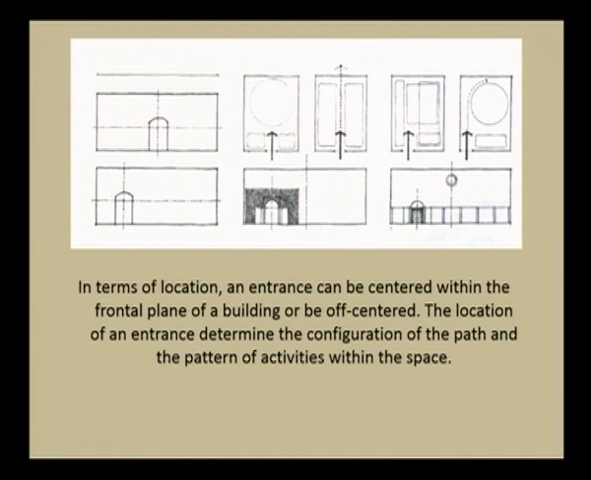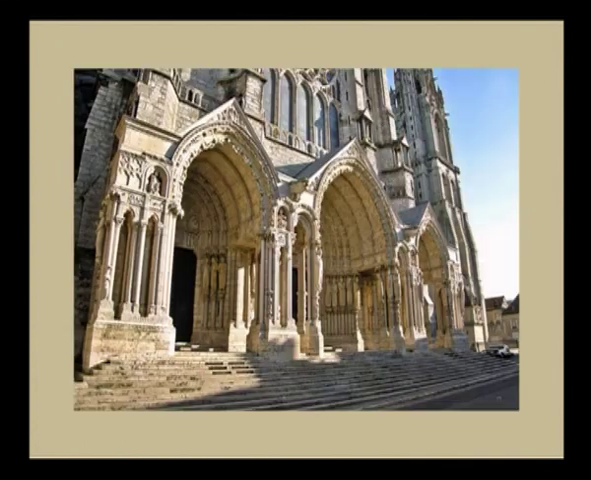Now we see about the significance of the location of an entrance. In terms of location, an entrance can be centered within the frontal plane of a building or be off-centered. The location of an entrance determines the configuration of the path and the pattern of activities within the space, like what is shown here. Now we will see certain examples of entrances to architectural spaces and buildings.